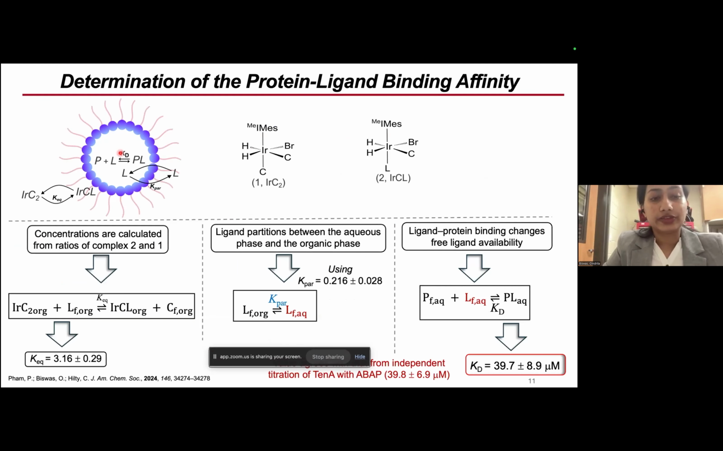Now we see that in the reverse micelles solution, there are three equilibria. First, the iridium complexes, complex 1 and complex 2, are in reversible equilibrium. So from this, using the RH value in the absence of the protein, we can determine the concentrations of these components and also the K equilibrium value.